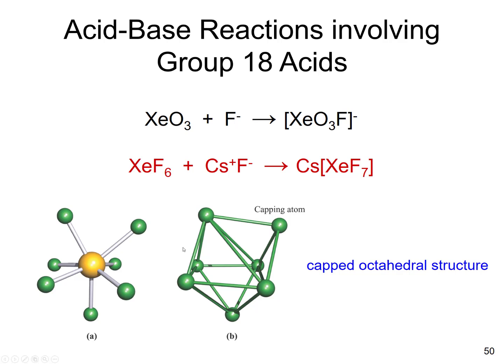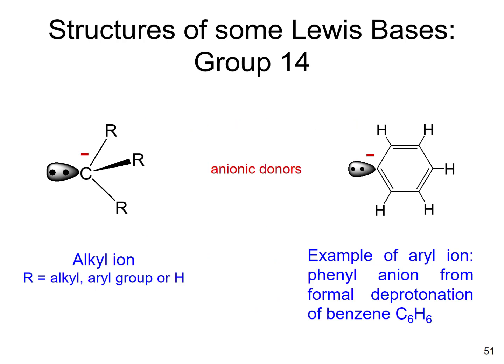And so the structure of this unusual species is depicted here. You have 7 fluoride atoms surrounding the central xenon atom. If you would connect all the fluoride atoms together, then you have this geometry, which is called a capped octahedral structure. Having discussed so many examples of Lewis acids, let's focus on Lewis bases now.